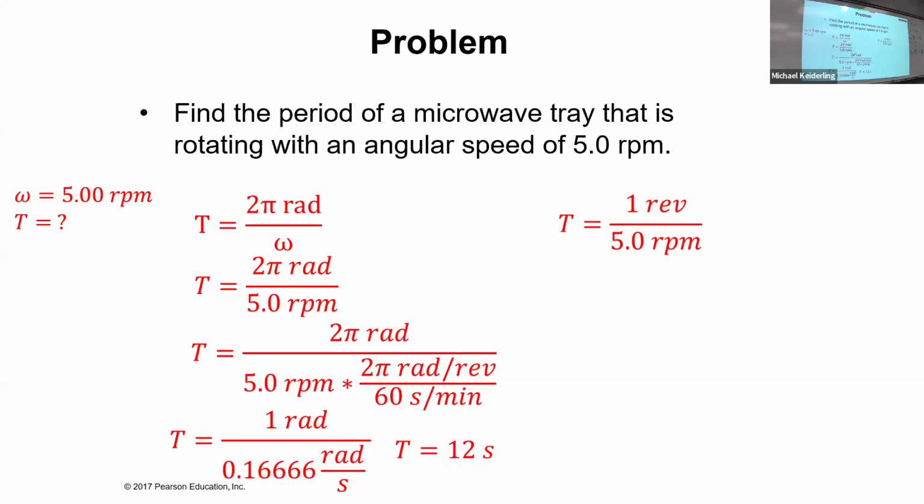You can also think of it as 1 revolution over 5 rotations per minute. So 0.2 minutes, which is 12 seconds. And that's 2 ways you can do the same problem.